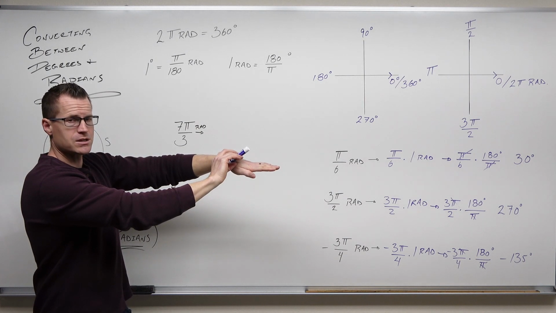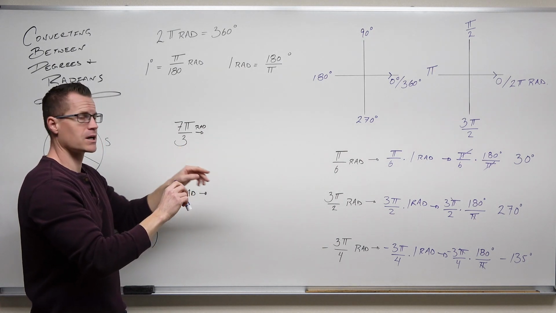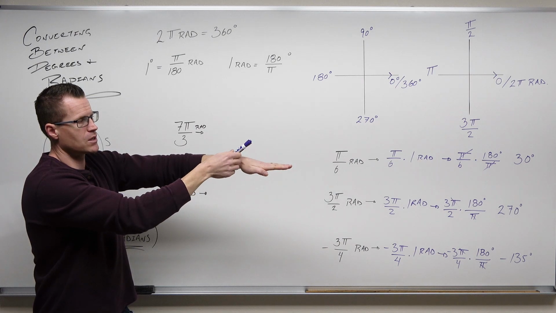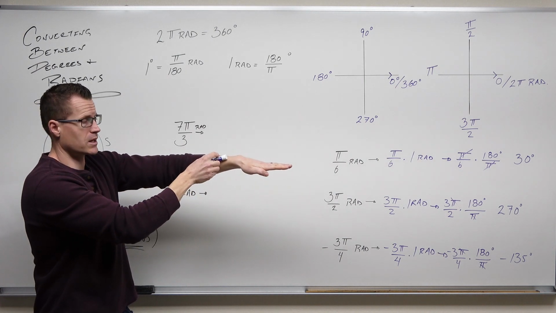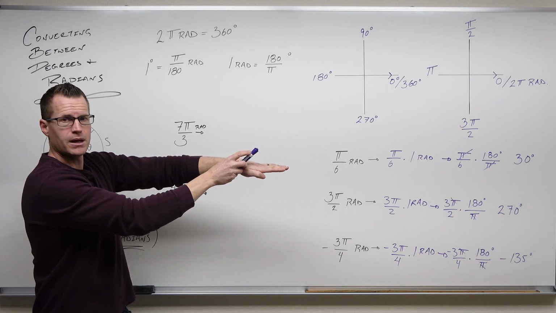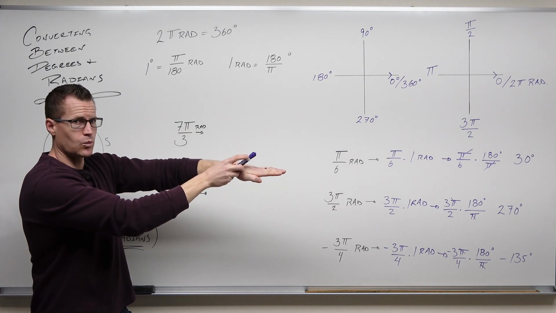So if I had to count this, remember what we do. Your denominator cuts your straight angle into that many pieces. So first straight angle is 1, 2, 3. Second straight angle is 4, 5, 6. Multiples of 3. Next straight angle is 7. So we are going to end up in quadrant 1 here.